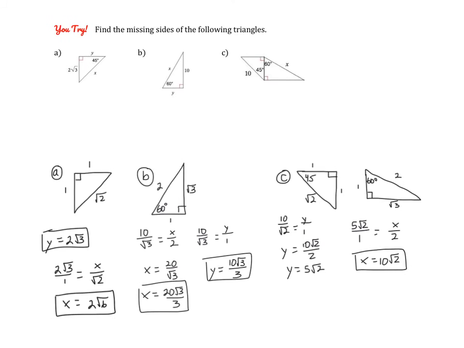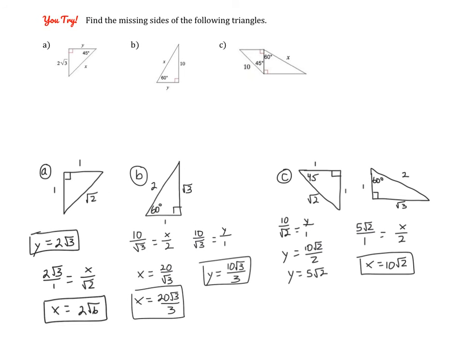Okay, so let's check our work here. So again, make your similar triangle, set up your ratio, and cross multiply. So here you should get x equals 2 root 6. For part B, again, here's my matching triangle. Make sure it's marked up correctly. So 10 goes with root 3, x goes with 2, and y goes with 1. Those are the corresponding parts.